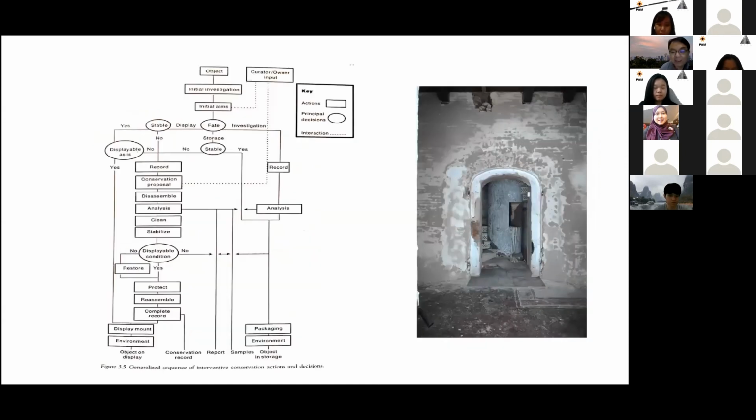So this is just a diagrammatic workflow on what you need to do. This will come naturally as you get more experience in these things. So this is a generalized sequence of interventive conservation action and decision. So as you go on, you will develop this.